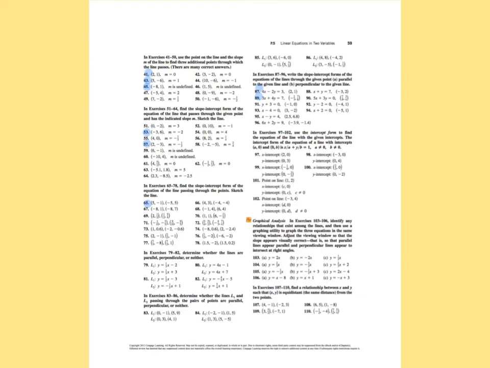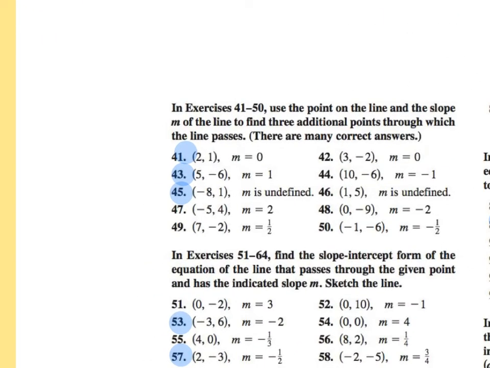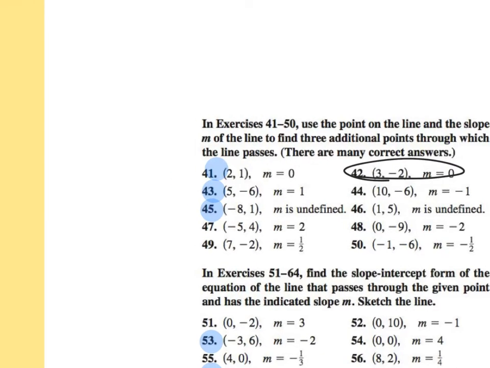All right, then we get into using the point and a slope to find the equation. So to find 3 additional points through which the line passes. So if I were to, let me look at 42. If I were to plot 3, negative 2, and my slope is 0, that means that this is a horizontal line. So I can pick any point along that horizontal line, which means my y should always be negative 2, but the x is going to change.